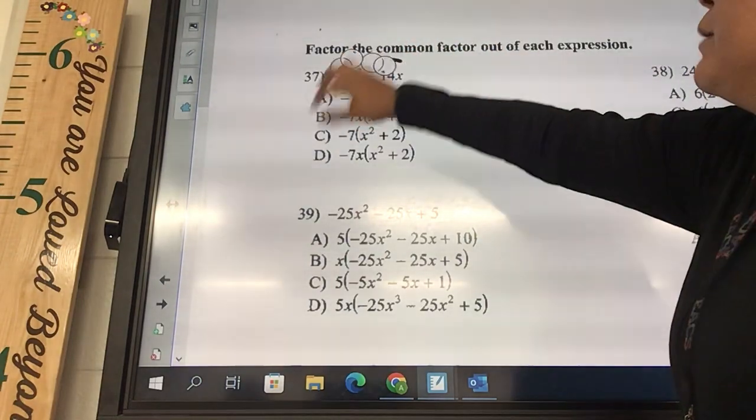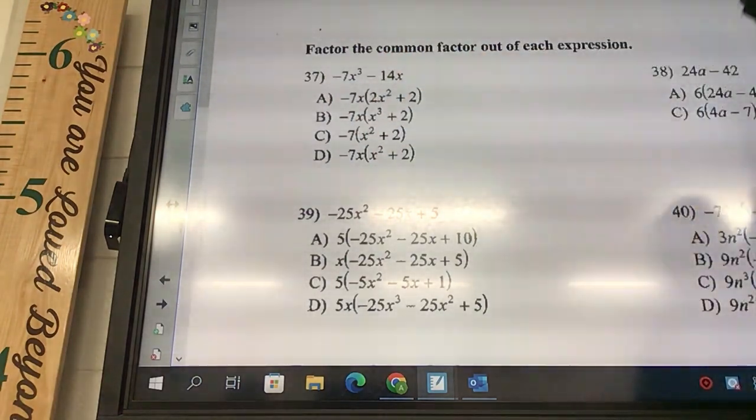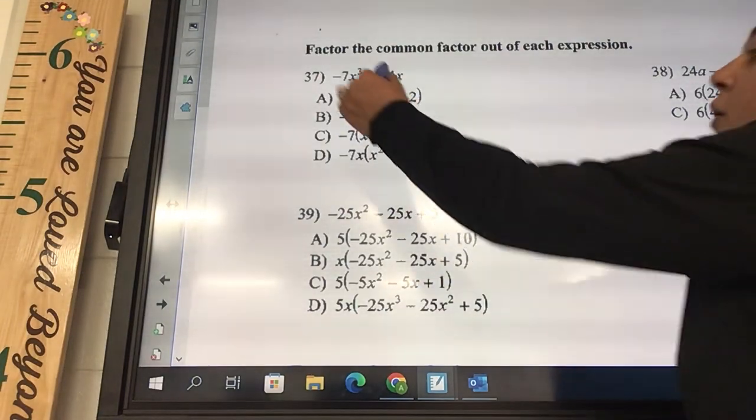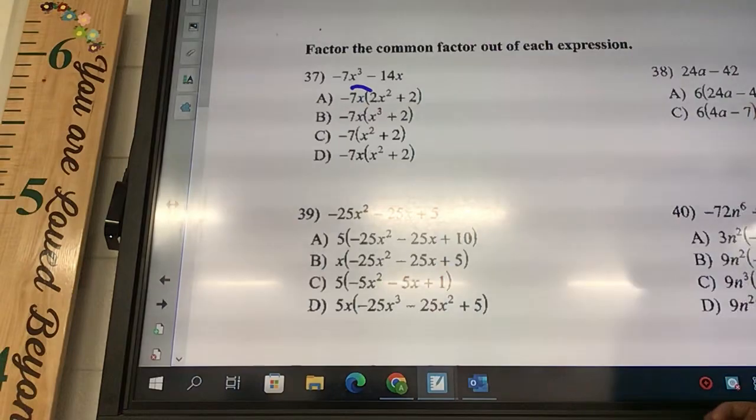Because you guys are almost better at distributing than you are factoring, I would go with the distributing method, but that's just me. What is negative 7 times 2?